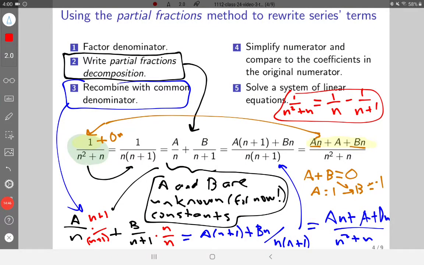The a term is 1, so I have 1 over n, and the b term is -1, so I have minus 1 over n plus 1. That's another way of writing the original fraction expression, 1 over n squared plus n. So let's go back to thinking about partial sums and adding up running totals of the terms from this infinite series and see what that does for us.